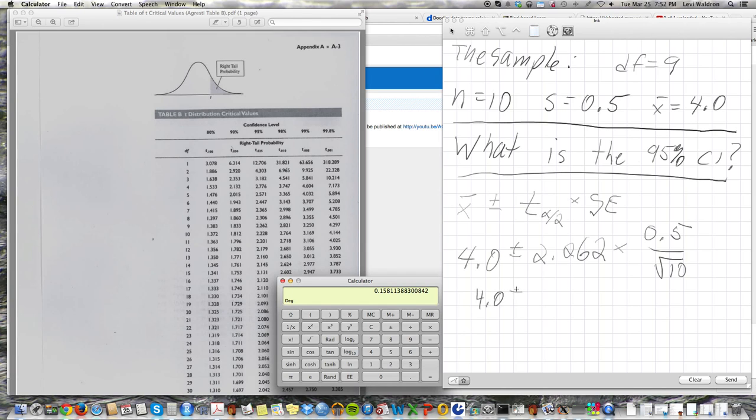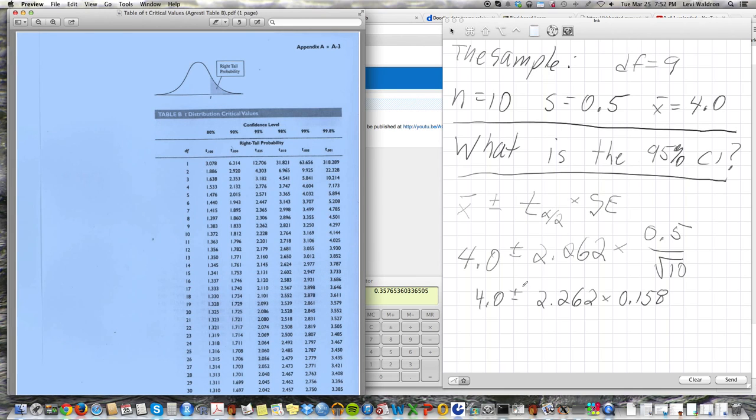So 4.0 plus or minus 2.262 times 0.158. Remember, your order of operations, multiplication comes before addition, so we multiply these first. I'm going to multiply this times 2.262. And that's 0.357. So this is 0.358, rounding up.